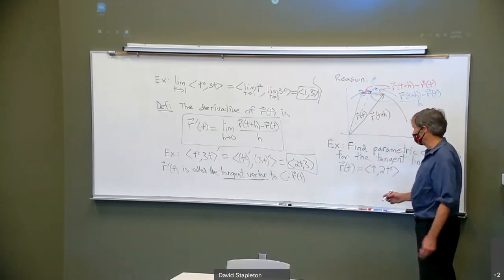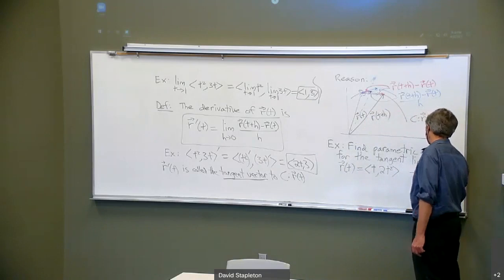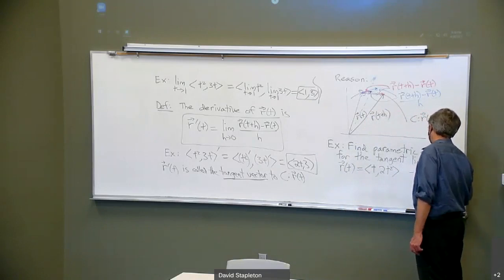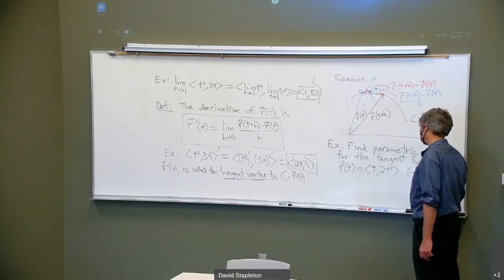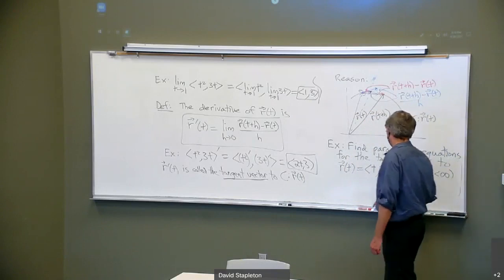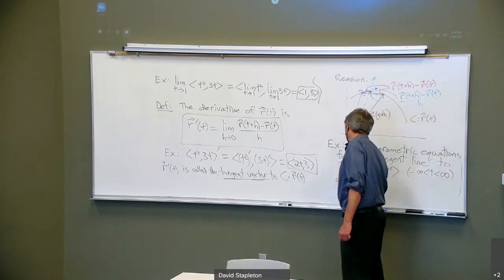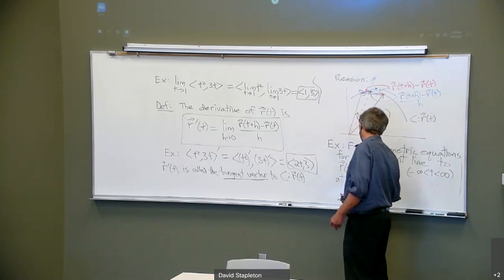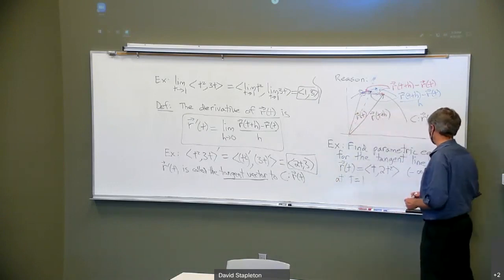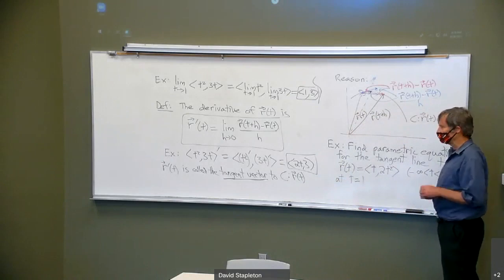Let t run from minus infinity to infinity, say, be the value of the parameter t, at the point t equals 1. How can I find a tangent line parametrically? This is a good problem, but that's exactly what you want to do.